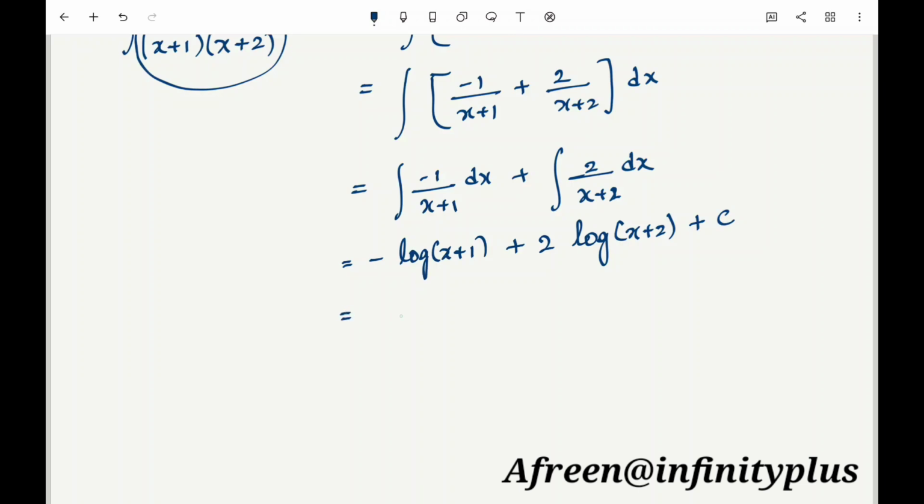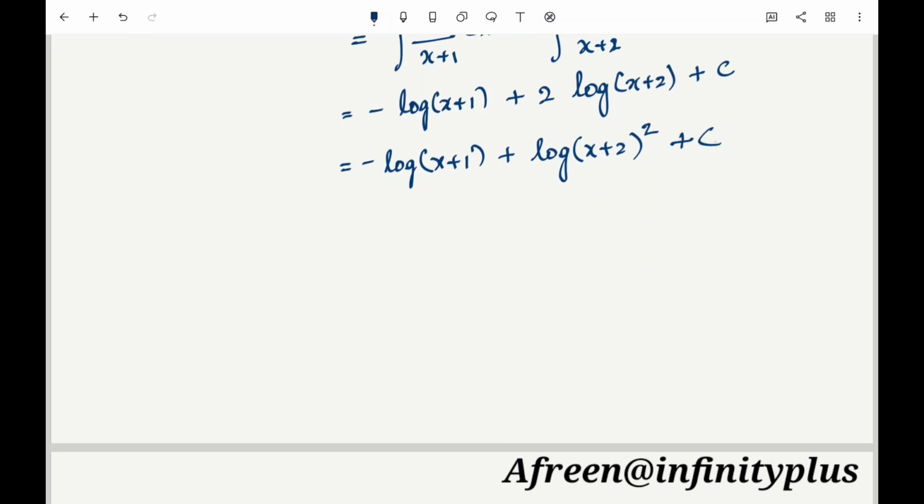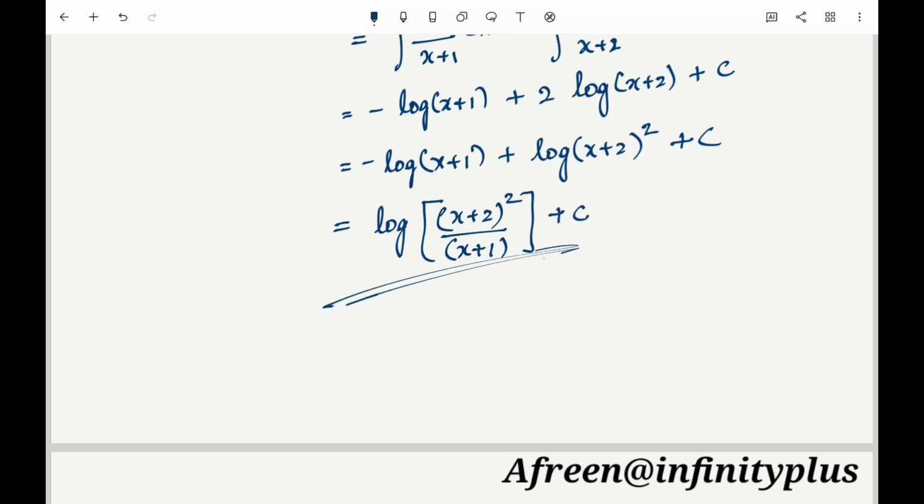So you will be getting minus log of x plus 1 plus, by use of log property, you can write this one as log of (x plus 2) whole square plus c. So again use the log property, log a minus log b. You can write it as log of a by b. So log a value you are having x plus 2, positive value you have to write first, divided by negative value which will come in the denominator, divided by x plus 1. So this is the solution for the question which they have given of partial fractions.